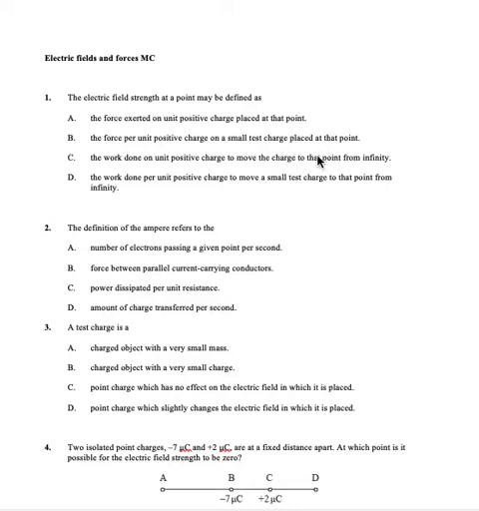This is the definition of electric field strength. And when you look at the options, we see that the explanation in B is the best answer. It says the force per unit positive charge on a small test charge placed at that point. Since E is F divided by Q, it's important that we say the force per unit positive charge, because when the charge is positive, field and force are in the same direction. So that is the best definition among these options.